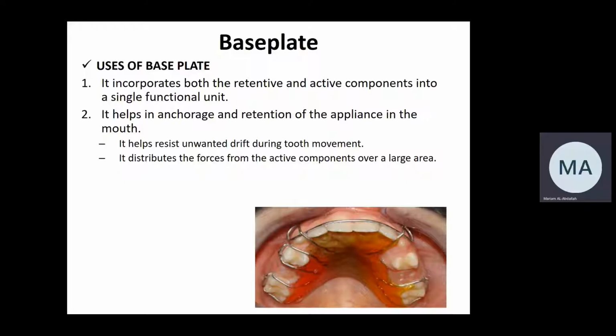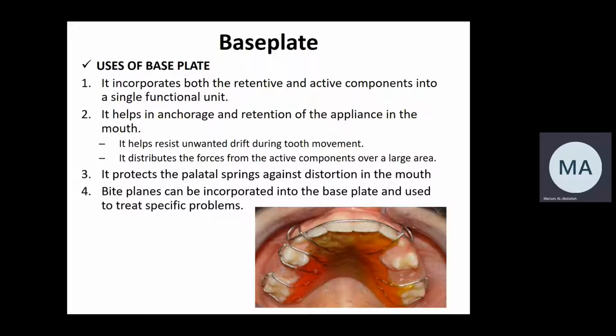The larger the root surface area, the more anchorage we get from these teeth. It also depends on the surface area of the acrylic and what it covers vertically and horizontally in terms of the anatomy of the palate.